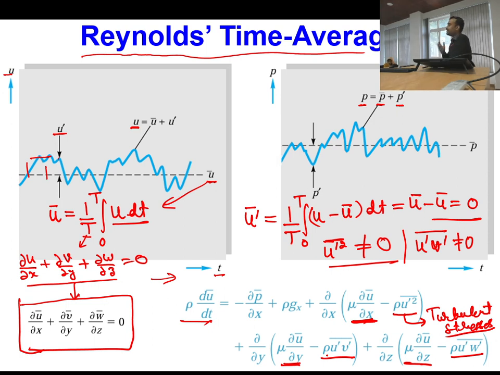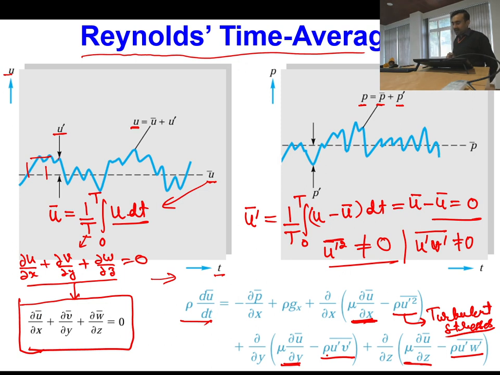And many times, many literatures and books on turbulence also call these terms Reynolds stresses. These are also called Reynolds stresses because these terms have come into the governing equations after we applied the Reynolds averaging on our original Navier-Stokes equations. Is this point clear?